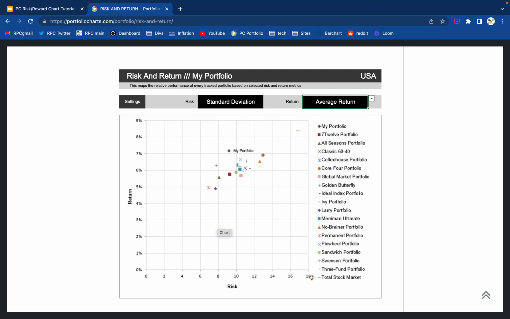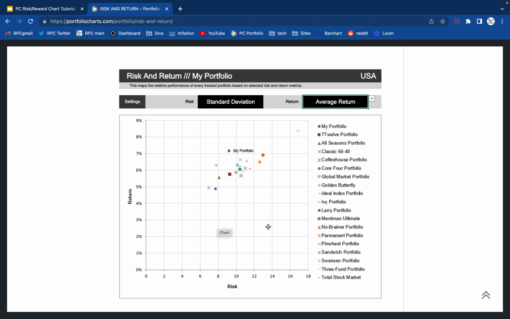You've got the total stock market way over here as an outlier, standard deviation about 17%, but also the highest return. Meanwhile, you've got on the other side the permanent portfolio. This is Harry Brown's 25% stocks, 25% bonds, 25% cash, 25% gold. Over here is the most conservative one, down at about 7% standard deviation and about 5% average return. And then you got the golden ratio looking really good.